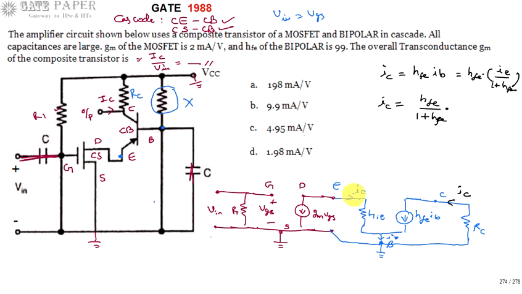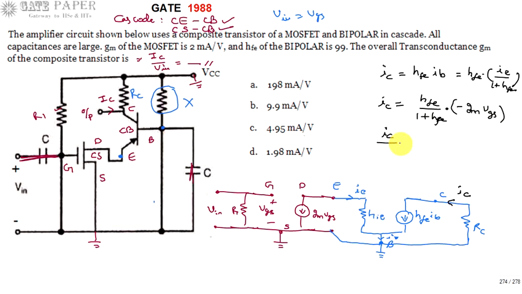IE is the current flowing in this direction, and the same current flows in the opposite direction as GM VGS. So IE and GM VGS are of the same magnitude but flow in opposite directions. So you can write IE is equal to minus GM VGS. That's what I am writing. Now this VGS is the same as V input.